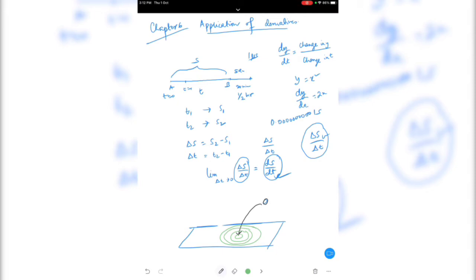So you will have circles with different radii, and the radius keeps on increasing. Yes or no? Guys, tell me. When you throw a stone on the pond, that's what happens, right? So now application of derivatives will come in here.